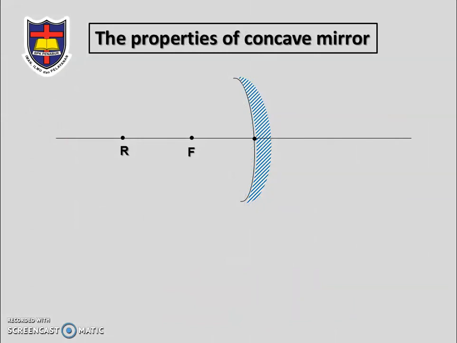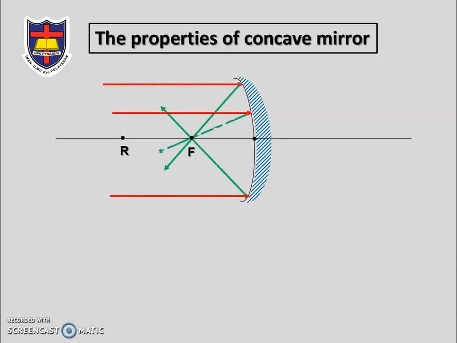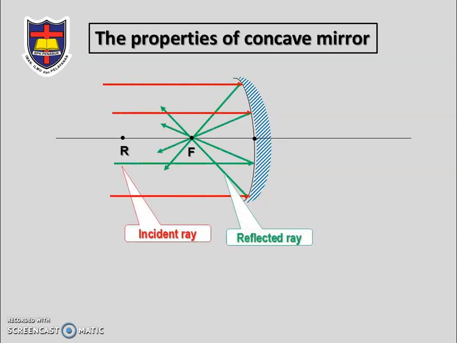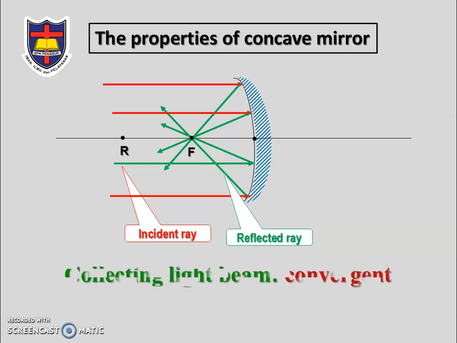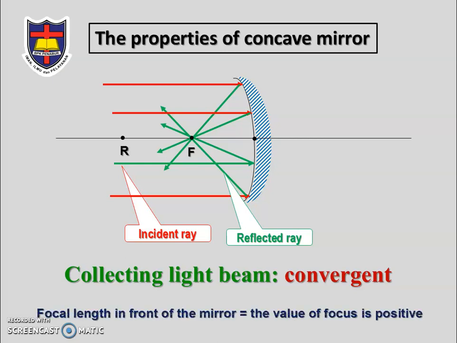The properties of a concave mirror. The incident rays will always be reflected through the focal point, so the reflected light will be collected and concentrated. This is called convergent light. Then, the focal point is located in front of the mirror, so the value of the focal point is always positive.